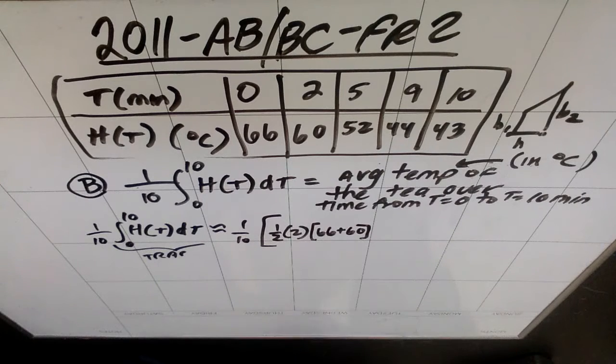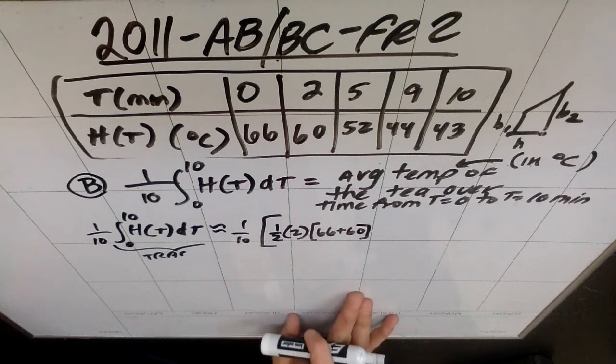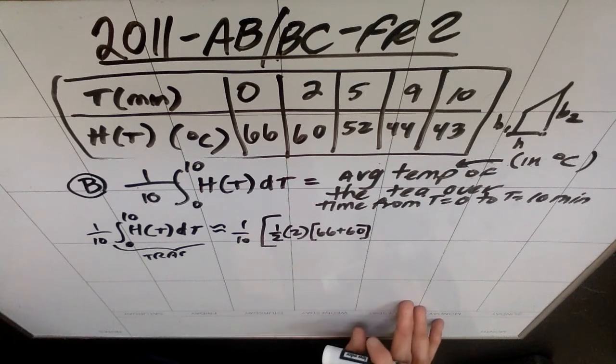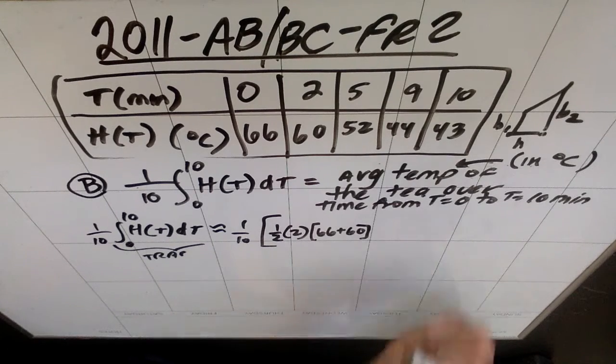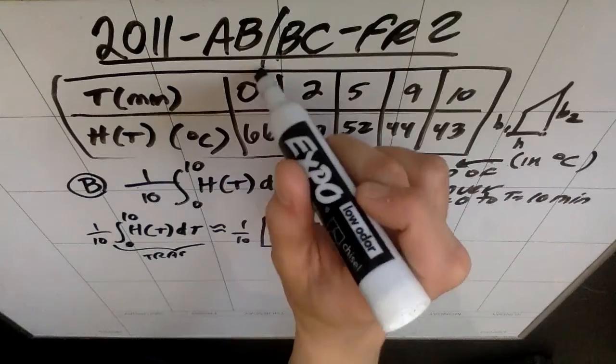Now, it's a calculator section, so here's my suggestion. Write out the entire trapezoidal approximation to get your credit. After you write out your entire trapezoidal approximation to get the credit, type it in and get an answer with your calculator, but you have to show that you understand how the trapezoidal approximation works. So that's the first trapezoid from 0 to 2, right?